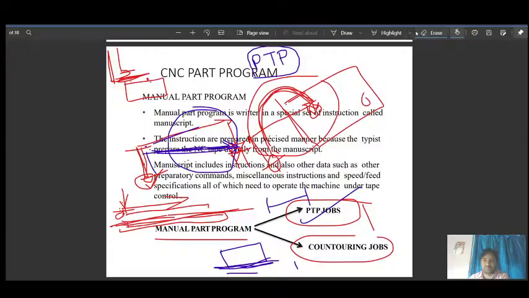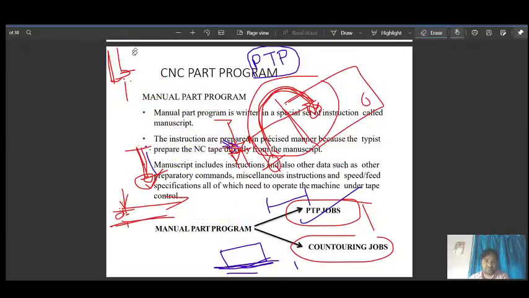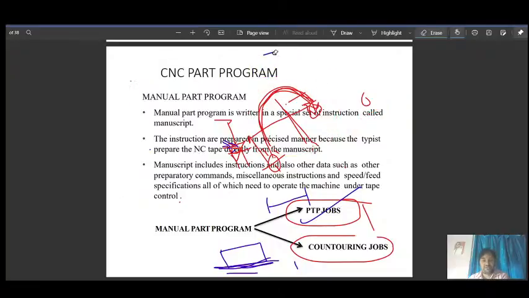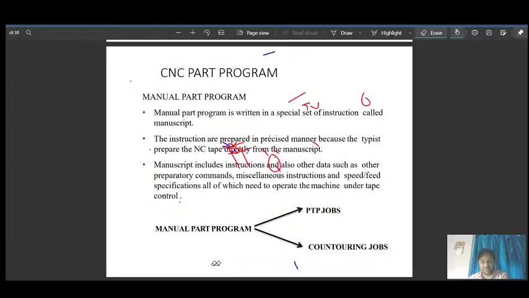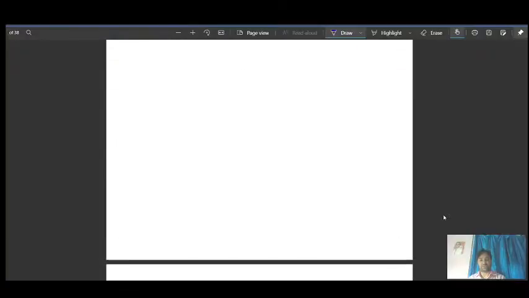But maximum numbers of times we have to follow a path, and that path has variation in x and y or even in z direction. So if more than one axis is involved, we need to use contouring programming. If more than one axis is involved, then we need a contour type of job. So you can see it here.